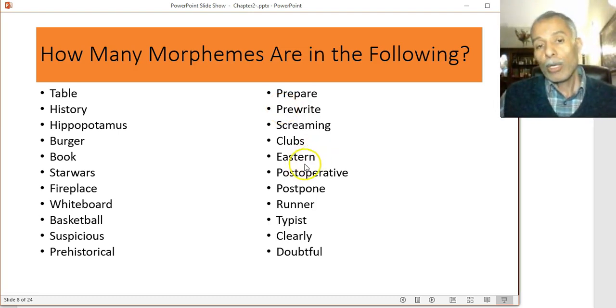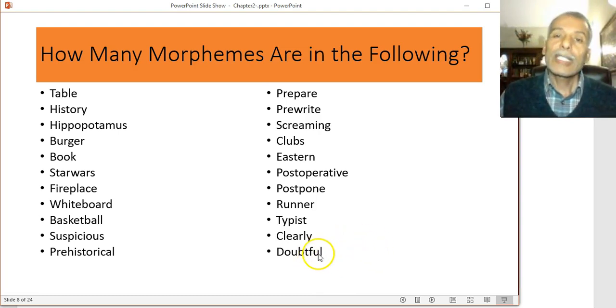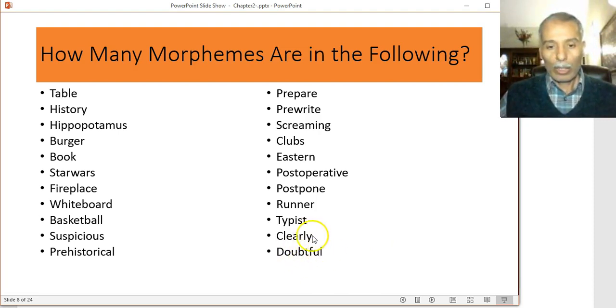And the ern, if you add it to many words, you are going to get the same meaning, which means having to do with. So doubtful, you can take the ful, add it to many other words, and you get the same meaning, full of. So beautiful means full of beauty. Skillful means full of skills, and so on. Clearly, ly, you can add it to many adjectives to change them into adverbs.